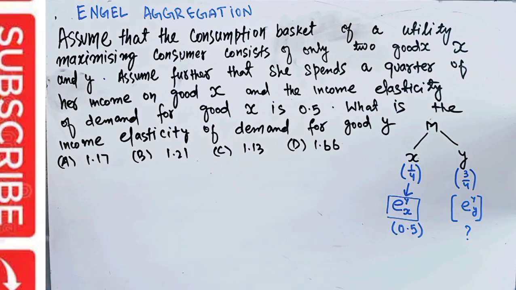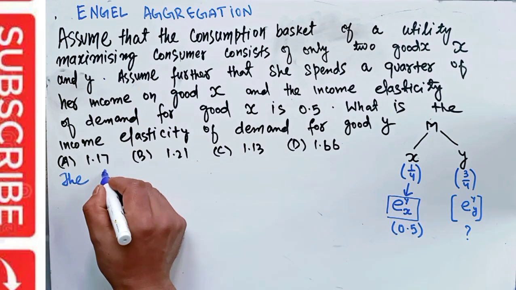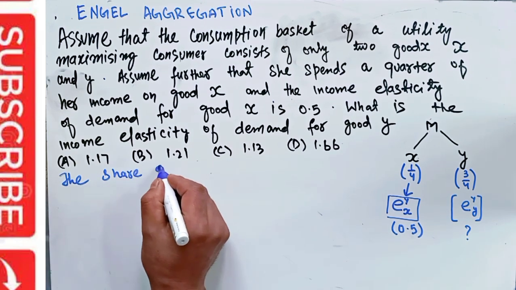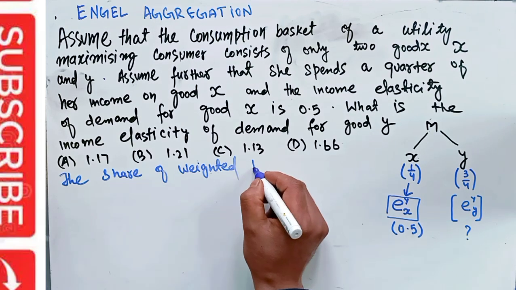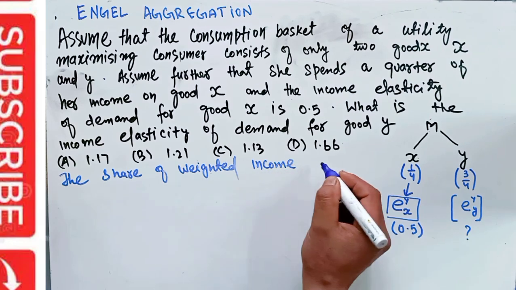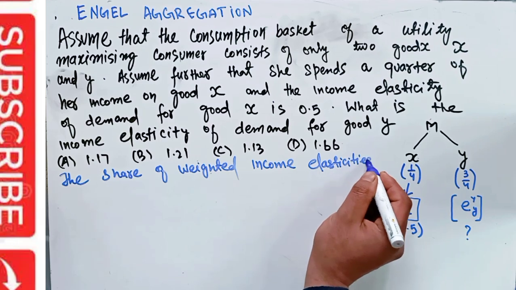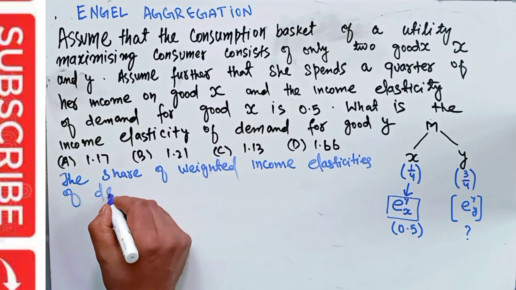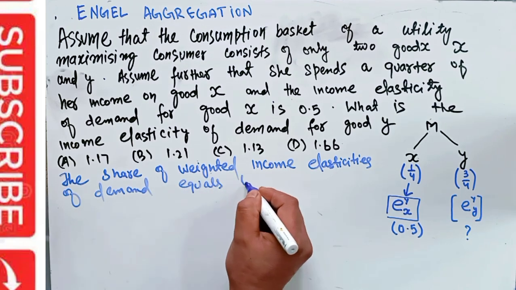Now this question is related to Engel aggregation. Engel aggregation simply tells us that the share-weighted income elasticities of demand must equal 1. Let me write it here: the share weighted income elasticities of demand equals 1.